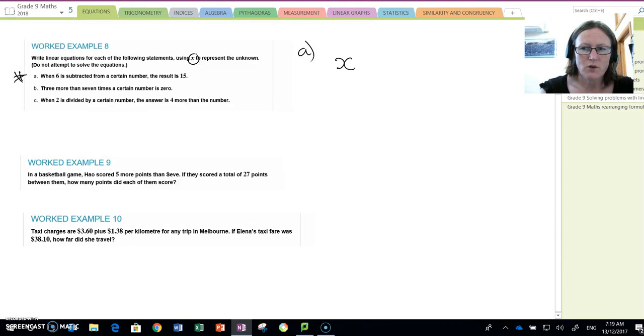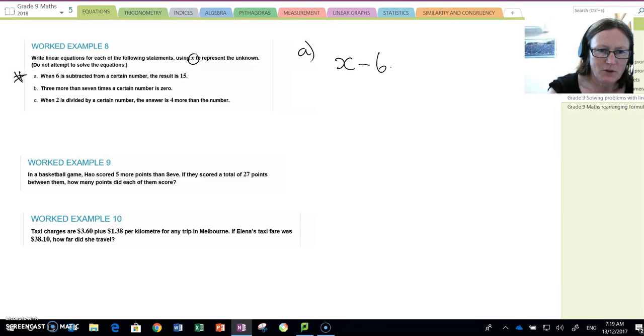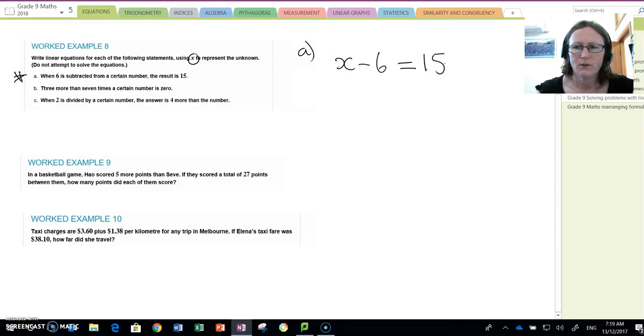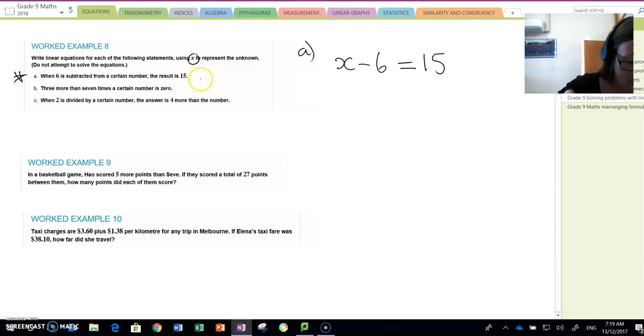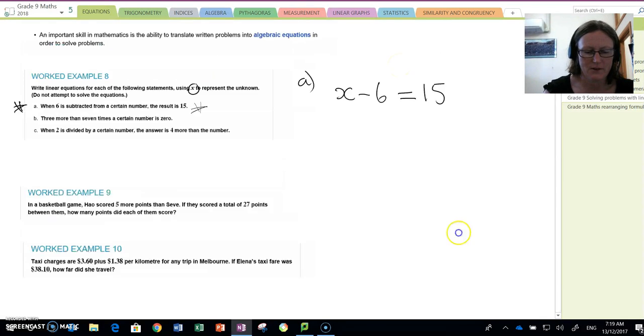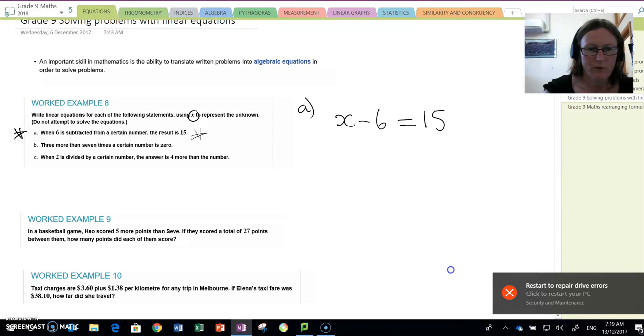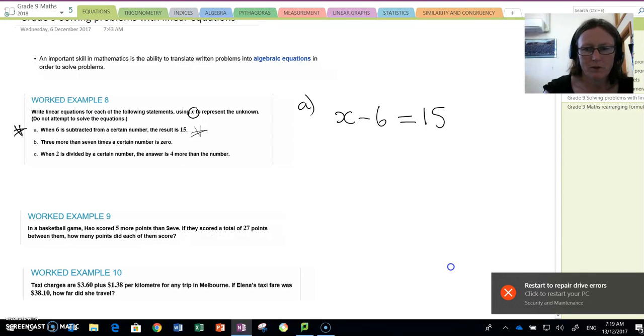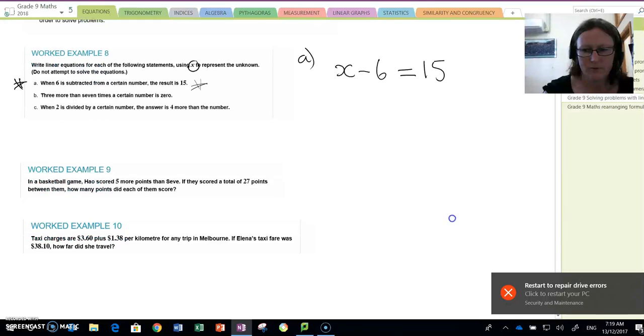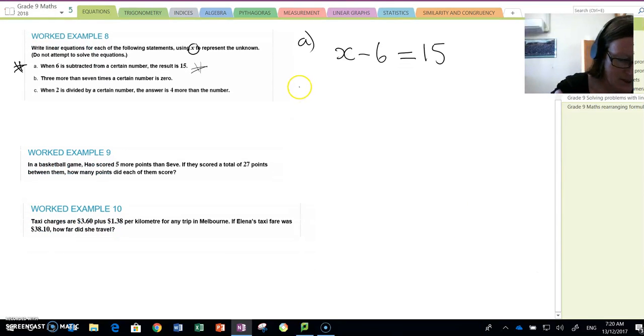When 6 is subtracted from a certain number, that's how we represent 6 being subtracted from this certain number. So when 6 is subtracted from the certain number, the result, or the answer, is 15. So we've just done what the question asked. We've written this English sentence into a mathematics sentence. We've translated the written problem into an algebraic equation. Next example.